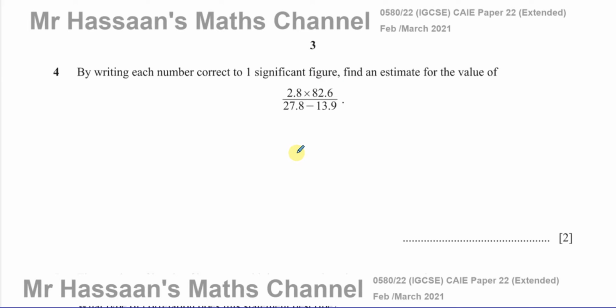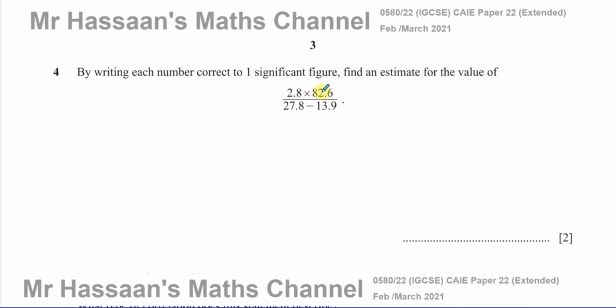So in a question like this, we have to write each number correct to one significant figure and then find an estimate for the value of this fraction. Now, what some people do, which I see quite often, the silly mistake that people make, is they would actually find the value of this using their calculator first, and then they will round the answer to one significant figure.